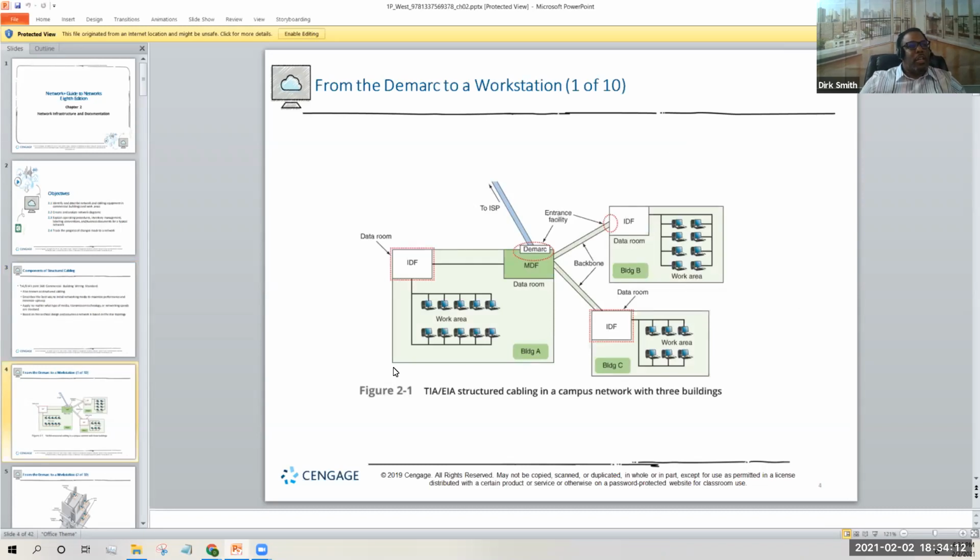A demarc to a workstation. So this is what they're talking about here. When you have a typical network, we're talking about the beginning stages. How do we get AT&T to Solano Community College? The internet service provider, AT&T, comes in through one building or one location, a demarc location.